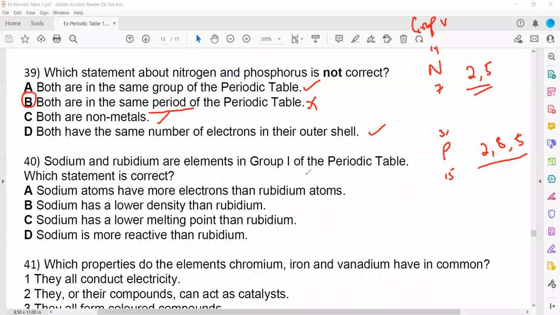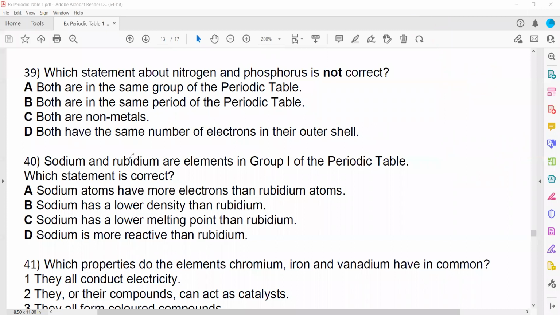Sodium and rubidium are in group 1 of the periodic table. Which statement is correct, or which is a right statement? Sodium atom has more electrons than rubidium. That's wrong, because sodium is at the top and rubidium is at the bottom. So the number of electrons and protons increases. So sodium cannot have more, it should be less. Sodium is having a lower density than rubidium. As we go down, the density increases. So that's true. The density is lower.